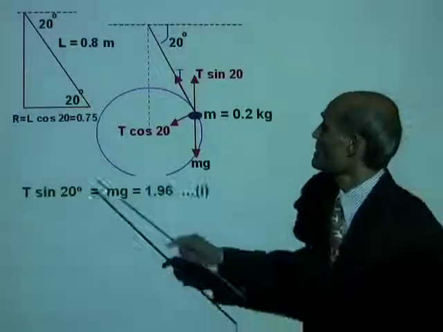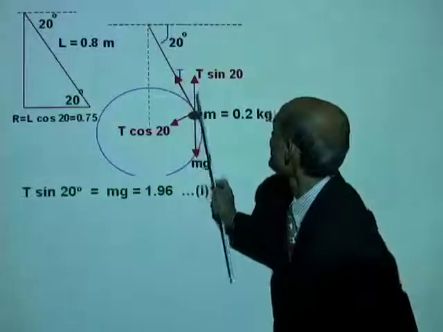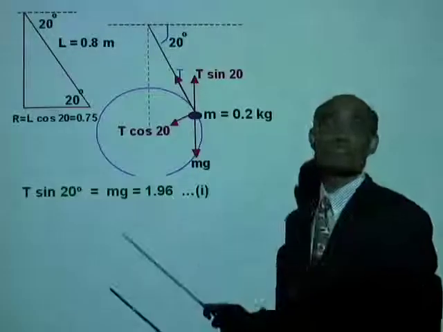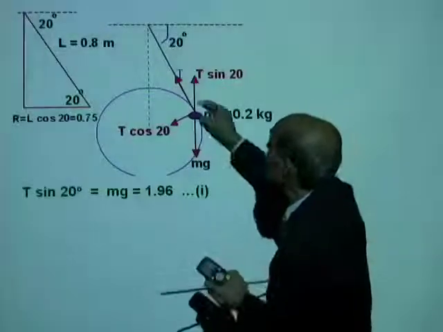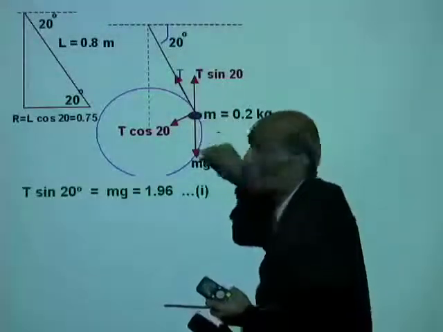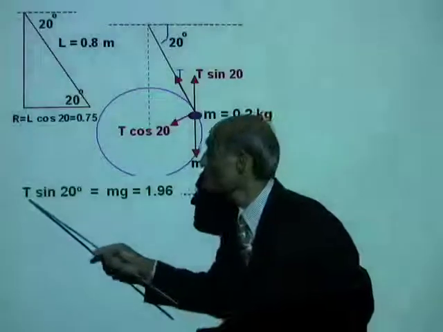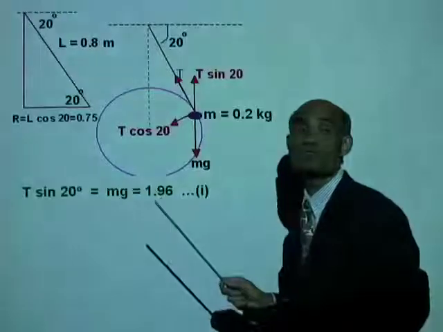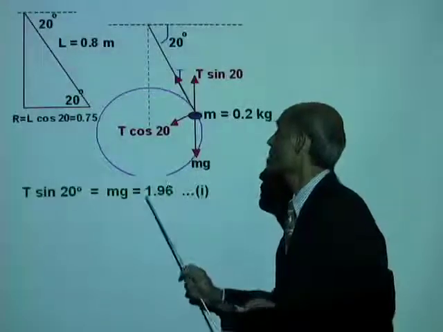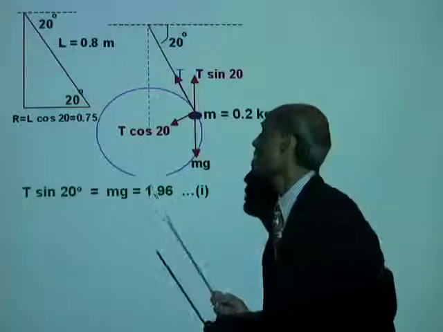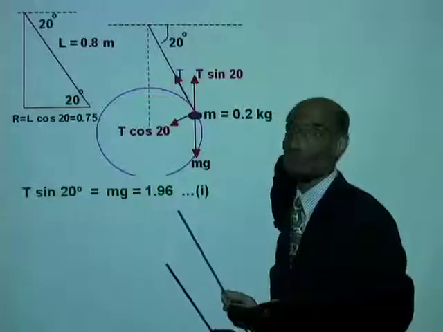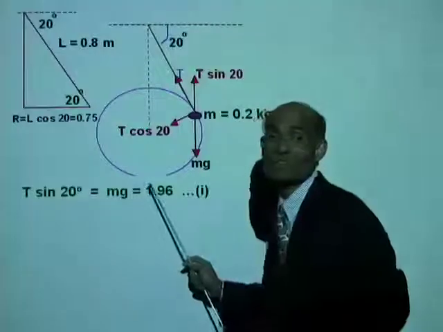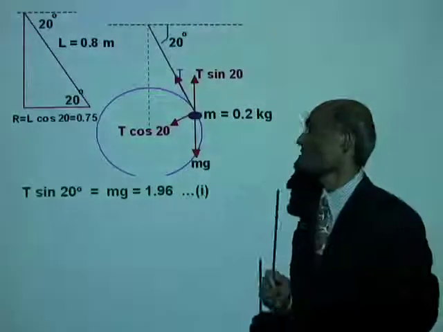Okay. So T sine 20 degrees, what does that do? What is the function of that T sine 20 degrees? This T sine 20 degrees balances the weight of the stone. So we have T sine 20 degrees equal to mg, the weight of the stone, which is 1.96. So we have one equation, T sine 20 degrees equal to 1.96.